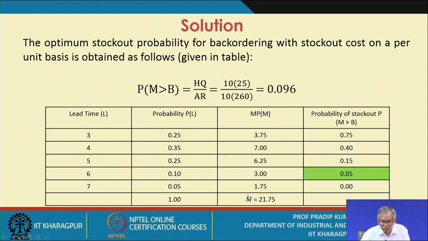So 3.75 and all those. So you do the M bar calculations, and the probability of stock out, that is the probability that M is greater than B. This value you also compute, that is 0.096; the lesser value is 0.05, as obtained from the table, and the corresponding value of lead time is 6.